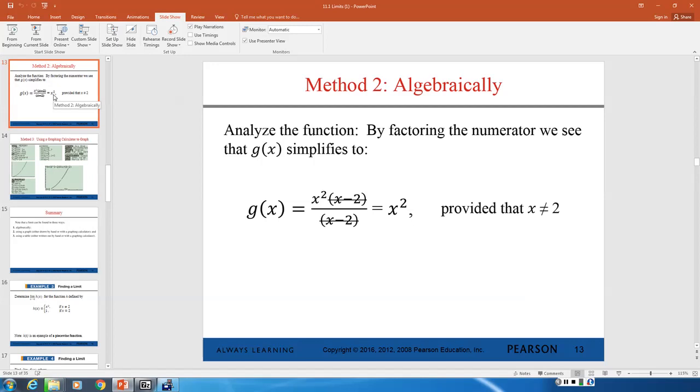And that's what this is showing here. By factoring the numerator, you see that g of x simplifies to g of x equals x squared, provided that x is not equal to 2.